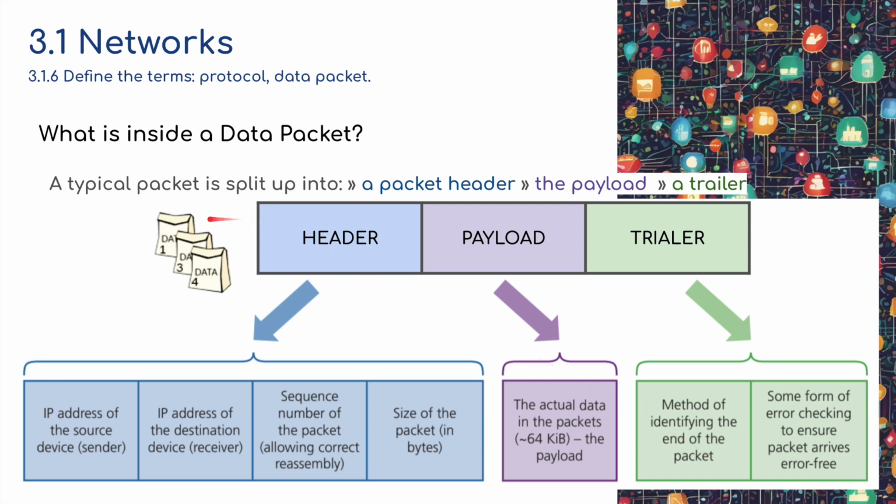Okay, so if we know where the end of packet 1 is, then we can put 2 and join 2 onto it, then join 3 onto that one, then join 4 onto the next one. Okay, there is also some form of error checking to ensure packets arrive error-free. What we need to know is when each packet has been split up, that data is the same data as what's been received by the recipient.